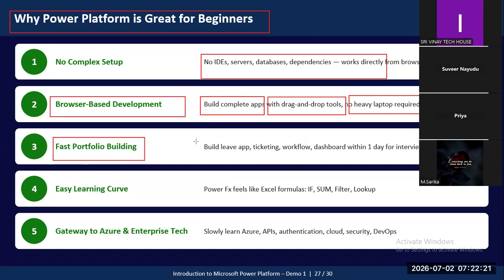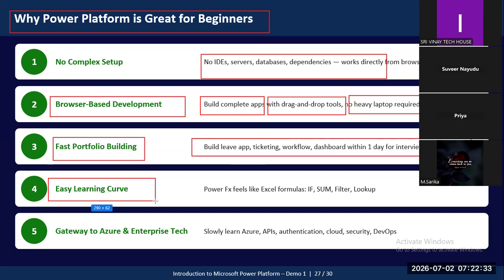Fast portfolio building. Build leave app, ticketing, workflow, dashboard within a day or weeks. Okay? For interviews and freelancing. And easy learning curve. Basically, we will write Power formulas. Those are similar to Excel formulas. Using if, sum, filter, lookup, we can write formulas. So with the help of Power Fx, we can write some code to implement the logic in the Power Platform.